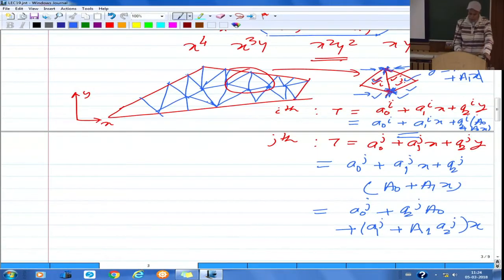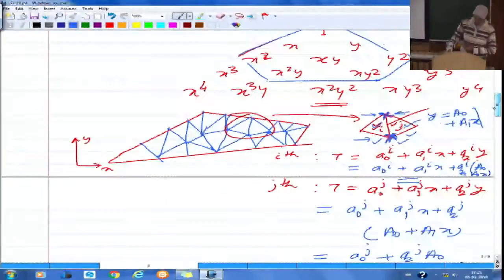If you have, let us say, a 3-noded triangular element with linear variation of the field variable or the dependent variable within the element, that means you are able to satisfy the continuity of T across the element boundaries or across the element edges. Now similarly you can argue if you take a 6-noded quadrilateral. For example, now I'll just explain here itself.